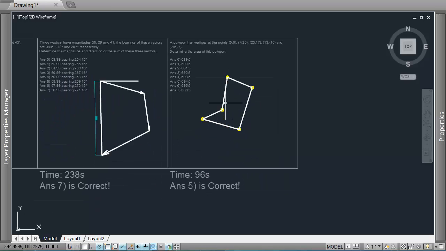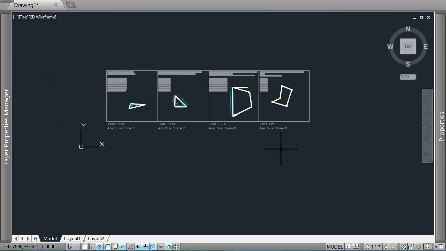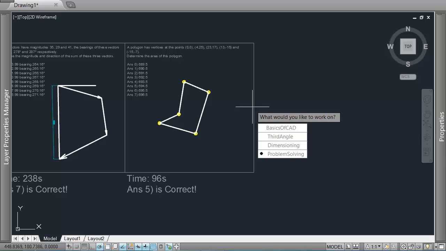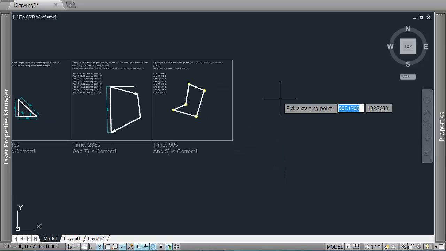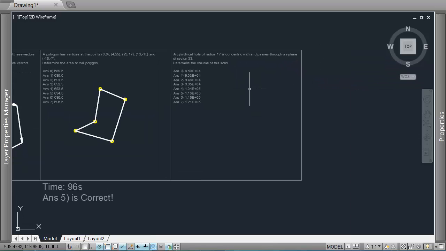You'll see that once you complete the problem, the user coordinate system is automatically moved back to its initial position. Okay, volume solve. So this is looking at the volume of a sphere which has a cylinder subtracted from it. So a cylindrical hole of radius 17 is concentric with, so concentric, sharing a common center, with and passing through a sphere of radius 33.